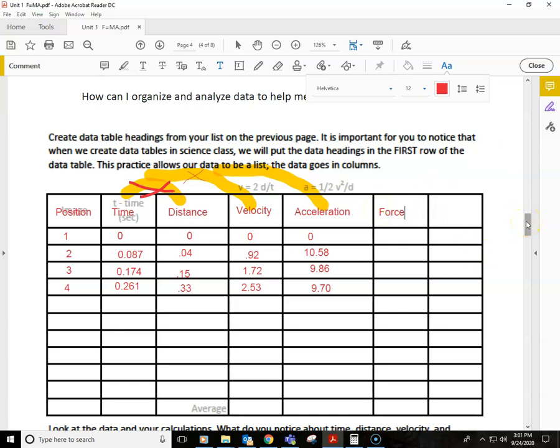Now, do you guys remember the equation for force? Why don't we write that down right now? F equals, you better remember that equation by now. F equals ma. Force equals mass times acceleration. Okay, so what do we have here? Position, time, distance, velocity. Oh, there's acceleration for me. I need mass, don't I? To find the force of the falling ball, I need the mass. It's not here.